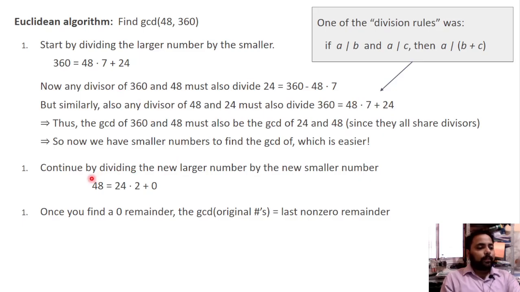And now we have the easier problem for 24 and 48, because the greatest common divisor of 360 and 48 must also be the greatest common divisor of 24 and 48, and this is easier to evaluate. So we can easily see 24 is the greatest common divisor, and also by the division rule 48 is equal to 24 into 2 plus 0, and once you find a 0 remainder, the GCD is equal to the last non-zero remainder.